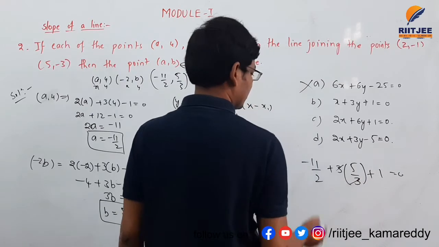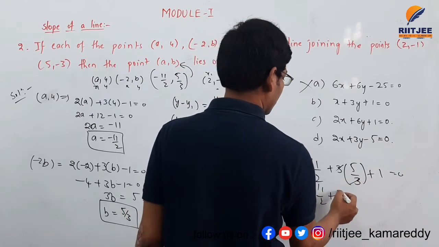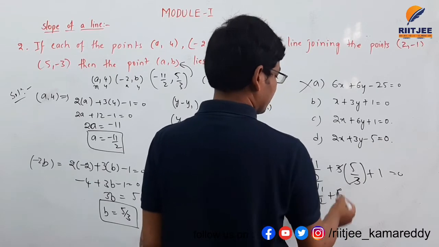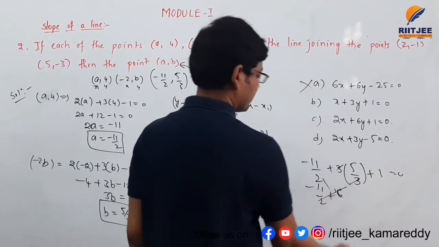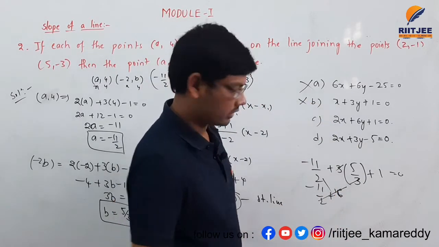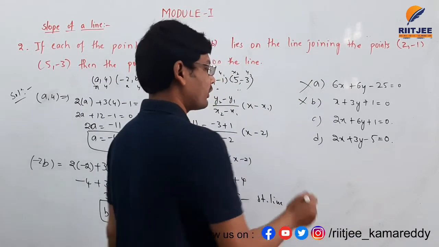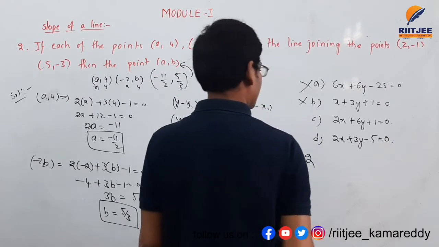So 3 by 1, minus 11 by 2, plus 5, plus 1, 6. 5 plus 1 is 6. If you take the LCM, that is 12. So it is not possible here. This is also a wrong answer. Next, you should be faster in calculation.